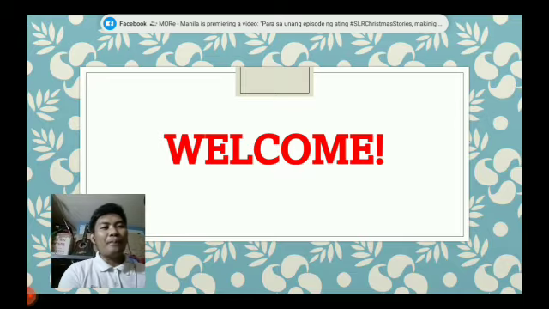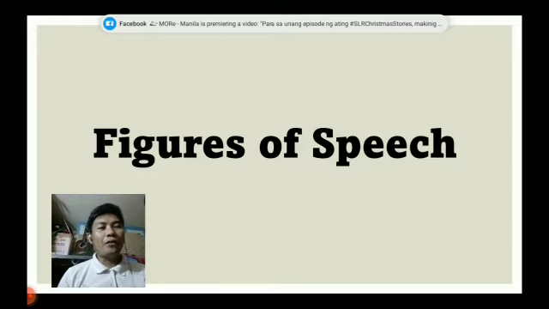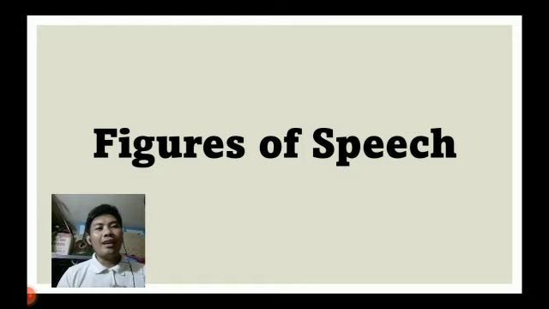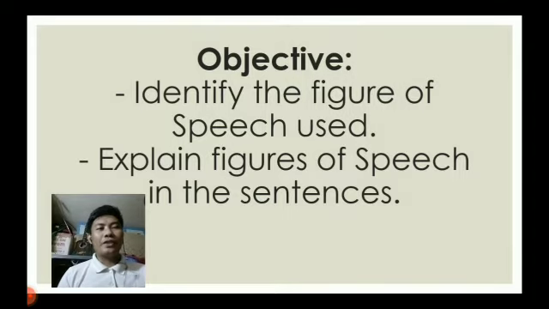Now, for today's lesson, we'll be talking about the figures of speech. Of course, we have our objectives. Number one is to identify the figure of speech used. And number two is to explain figures of speech in the sentences.